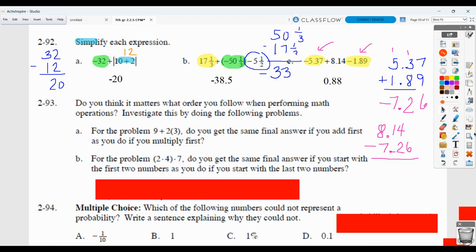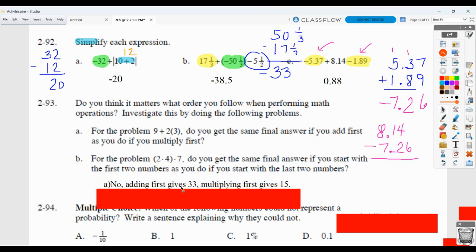So here, for this problem, would you get the same final answer if you add first as if you multiply first? Of course, that's not the case. 2 times 3 would be 6. If you add 9 to that, you get 15, as opposed to 9 plus 2 is 11, times 3 is 33. So if you add first, you get 33. If you multiply first, you get 15.